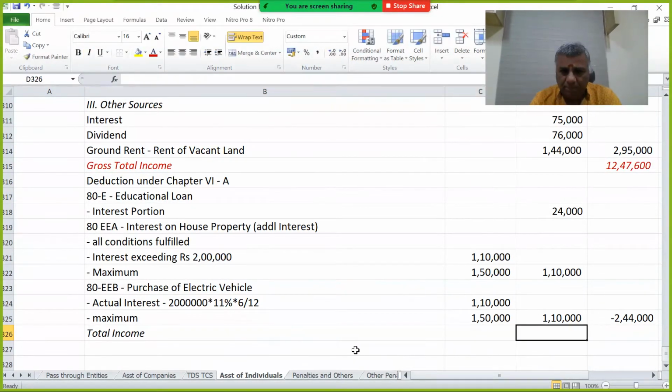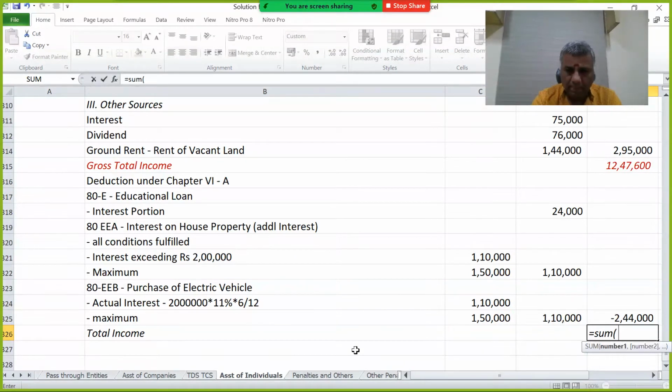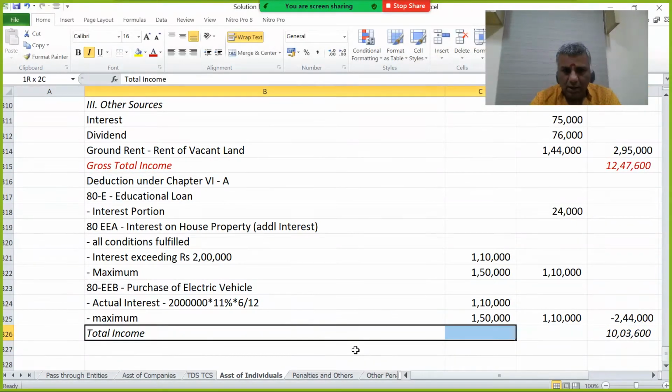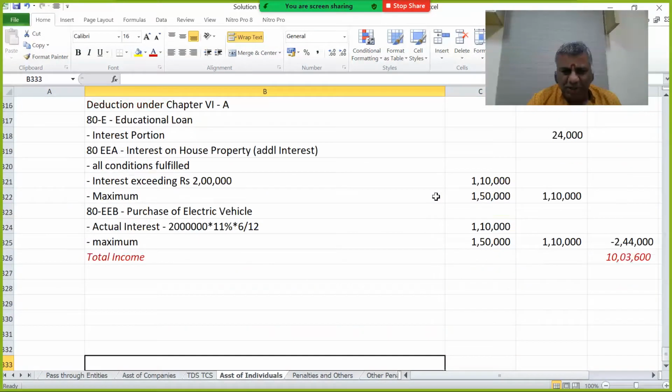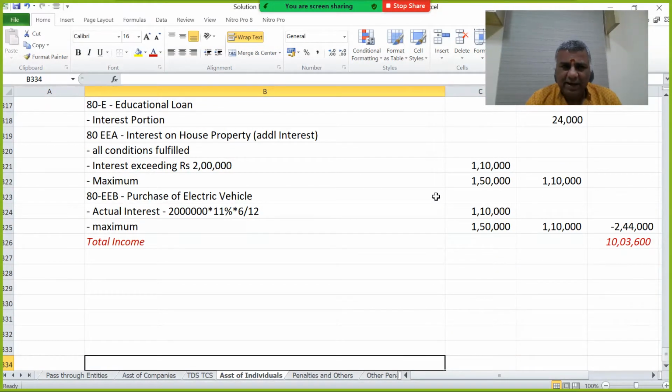Total income. There are no special rates. I'm not wasting our time in working out taxes. Now taxes are really at your fingertips. Let's leave it there.